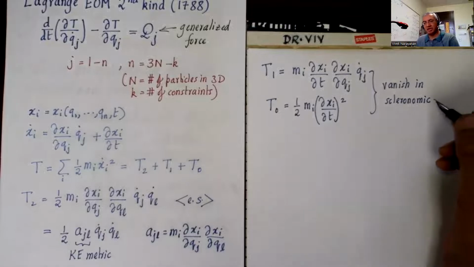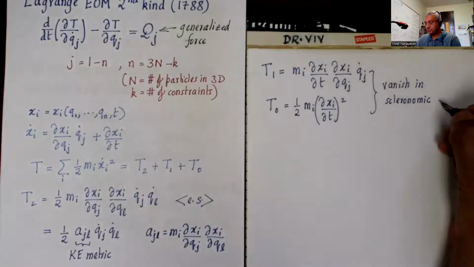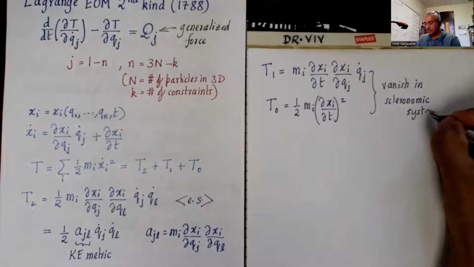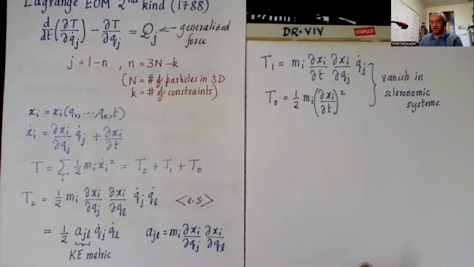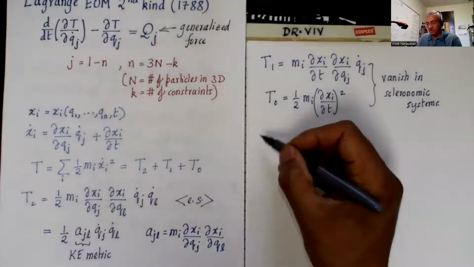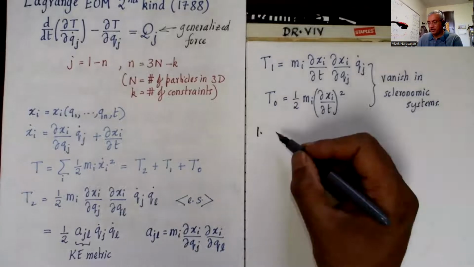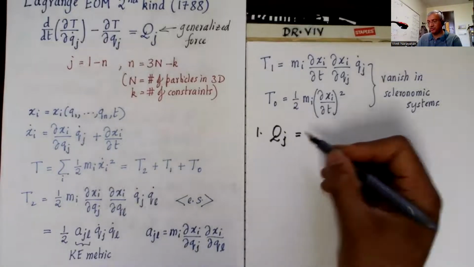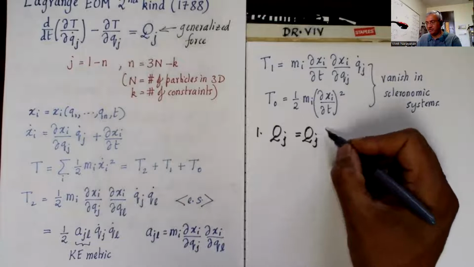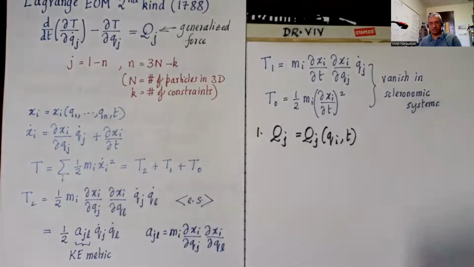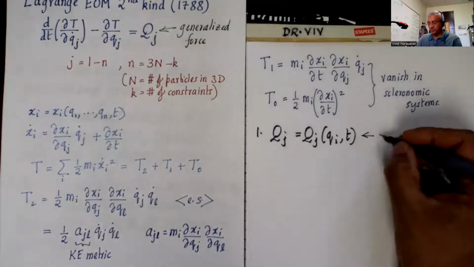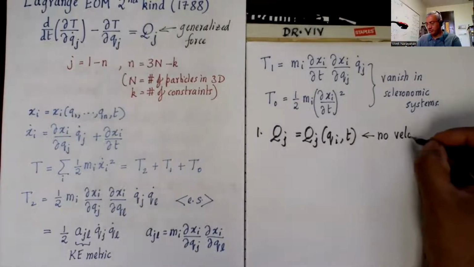And that means we have time-independent constraints. So anyway, that's the kinetic energy term. Now let's look at the QJ term. What kind of QJs can we have? The simplest QJ is what we had so far. So let's look at the simplest possible generalized forces. These are generalized forces that only depend on the positions and not on the velocities. So there'll be no velocity dependence.